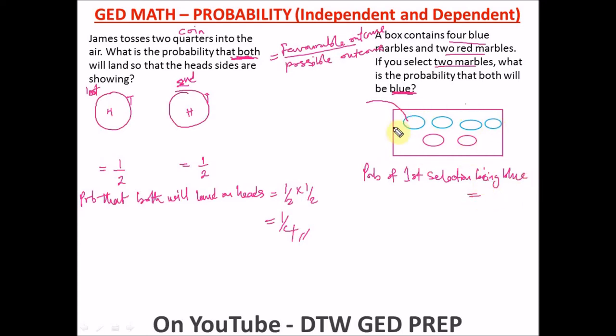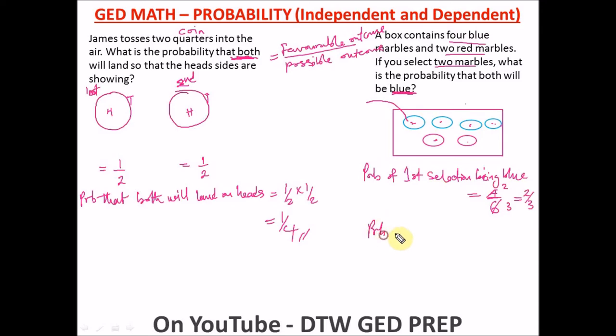What is our total possible outcome in this box? Now this is the first selection, so the total number of marbles in this box is 1, 2, 3, 4, 5, 6. So we have 6. And what's our favorable outcome? We're looking at blue. How many blue marbles do we have? 1, 2, 3, 4. So we have 4. Reducing this, 2 goes into 4 two times, and 2 goes into 6 three times. So we have 2/3. This is the probability of the first selection being blue.